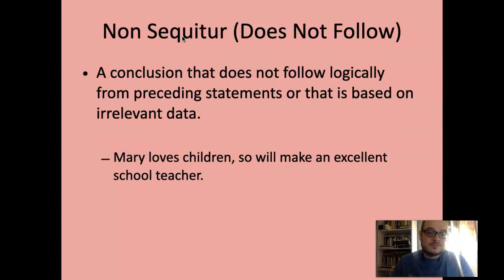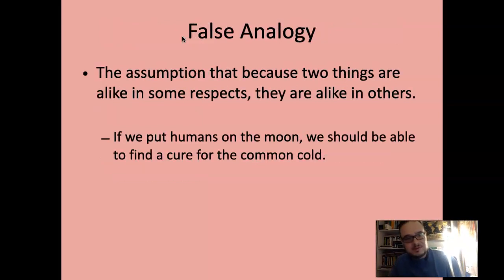A non sequitur. A conclusion that does not follow logically from the preceding statements or is based on irrelevant data. Mary loves children, so she will make an excellent school teacher. It's not necessarily true that she'll make an excellent school teacher, because loving children won't be the only thing that matters. Also, maybe you don't like children and you're a good school teacher. It'd be weird, but it's possible.